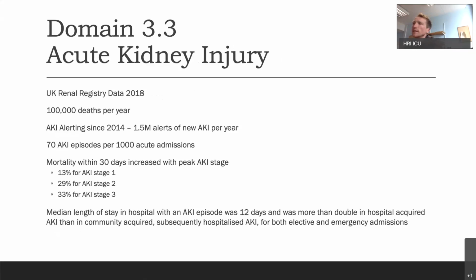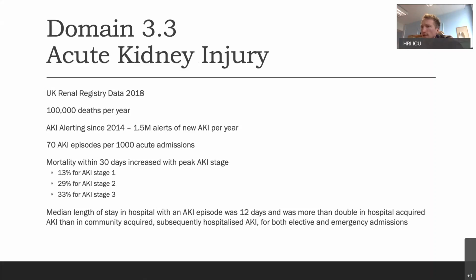So first focusing on domain 3.3. AKI is a massive problem in the UK, and we see lots of it on our ICUs. It causes 100,000 associated deaths per year, according to data from 2018, looking at where acute kidney injury is mentioned in relation to the cause of death. And that goes on to renal registry data. Since 2014, we're all familiar with the AKI alerts that we receive on our systems. And according to renal registry data, about 1.5 million of those alerts were generated in 2018. About 70 in 1,000 acute admissions coming into medicine and surgery will have AKI, so a significant problem.